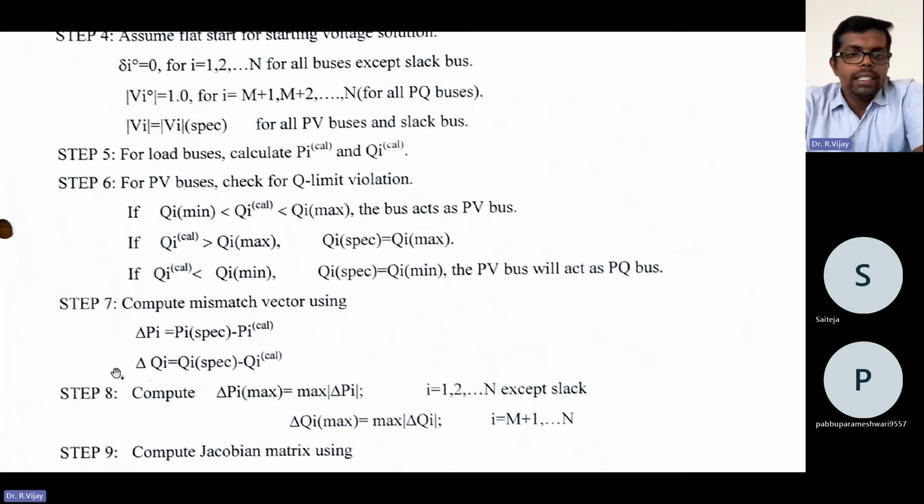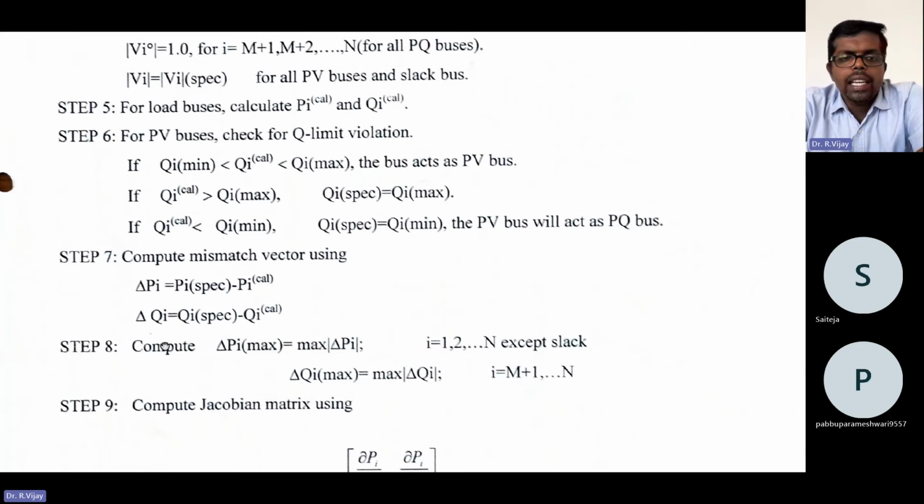Next, step number 7, mismatch vector. That is, the change in the real part: Del Pi is equal to Pi specified value minus Pi calculated value.